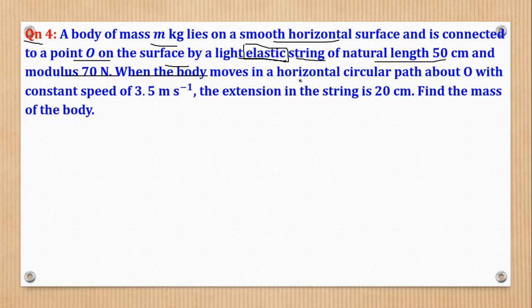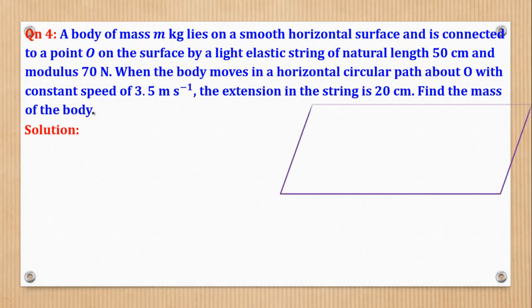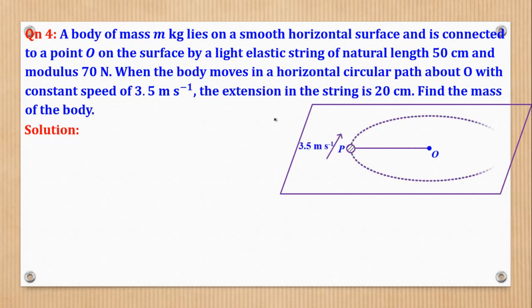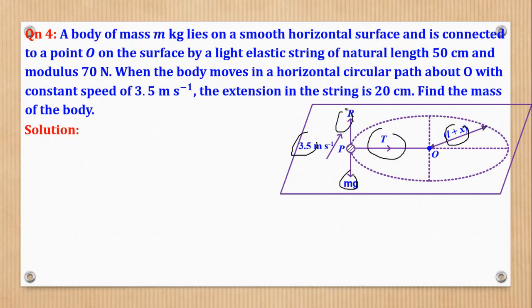When the body moves in a horizontal circular path about O with constant speed of this, the extension in the string is 20 centimeters. Find the mass of the body. So we shall draw the same diagram you have been drawing, only this time the string is elastic. So that is the linear speed, circular path. This is the new length, original length plus extension. Tension, weight, normal reaction.